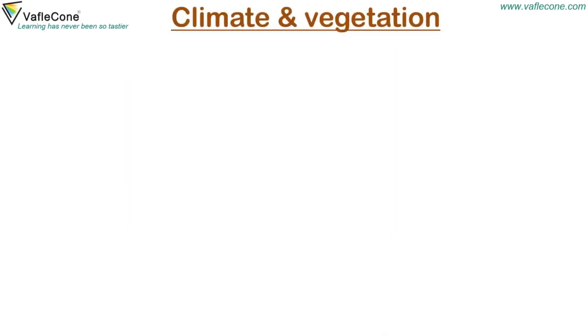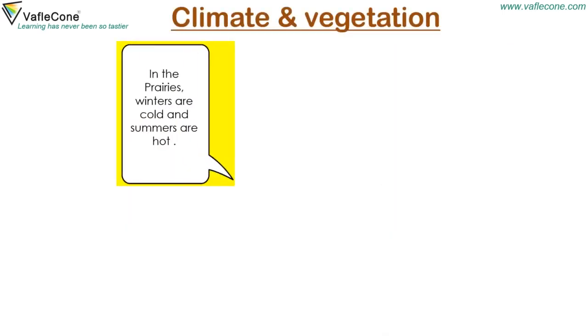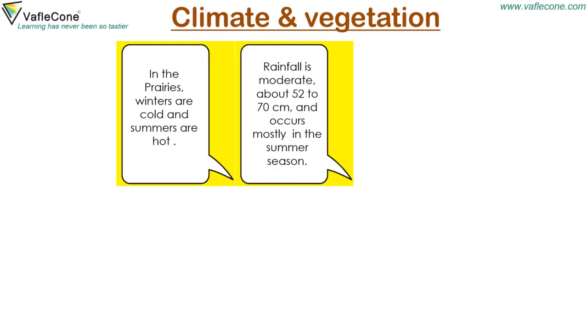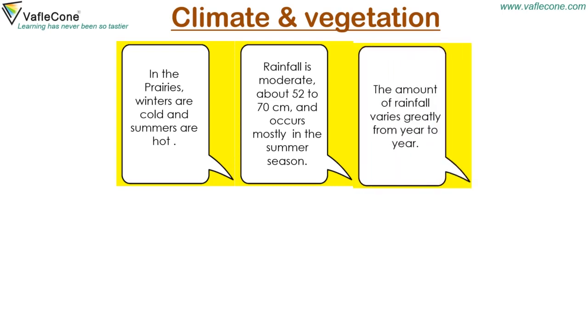Climate and vegetation. In the prairies, winters are cold and summers are hot. Rainfall is moderate, about 52 to 70 centimeters, and occurs mostly in the summer season. The amount of rainfall varies greatly from year to year.